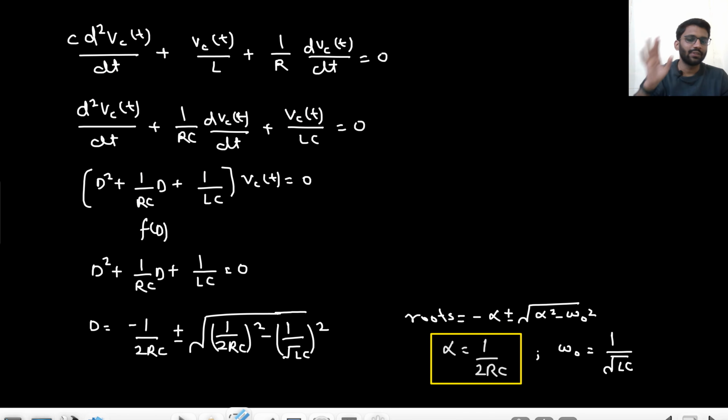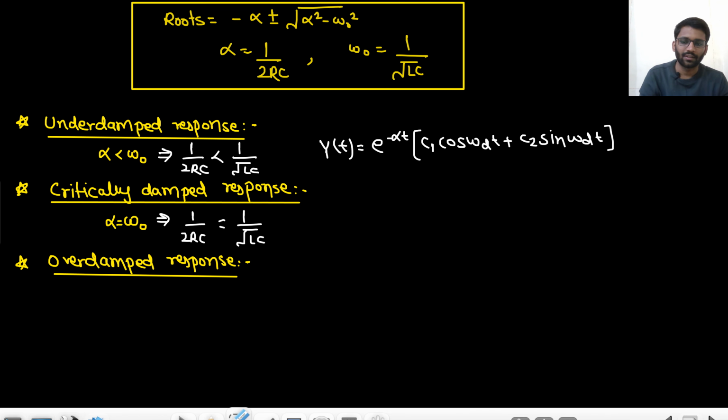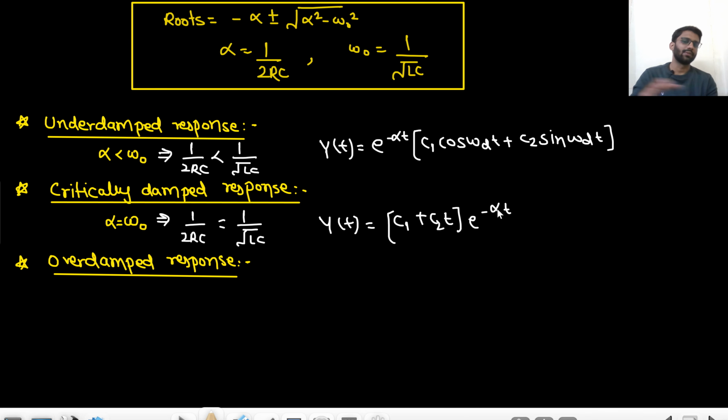So in all the examples you will see, whatever the response we write, like for critically damped, what do we write? C1 plus C2t, e to the power minus alpha t. Initially you can have some value. If you put t equals 0, initially you are having C1. But if you put t equals infinity, y of t will be 0 only. At t equals infinity, everything will go to 0.